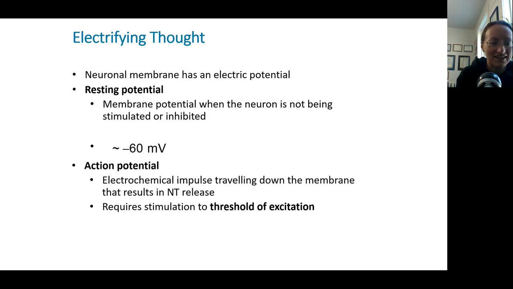The neuron has a resting potential. And so when it's not being stimulated or inhibited, so when it's not being turned on or turned off, it's at minus 60 millivolts. It is a fundamental property of the universe that there are charged particles. And some particles have a positive charge, like protons, and some particles have a negative charge. Those are electrons. And what do positive and negative mean? It's kind of a label.